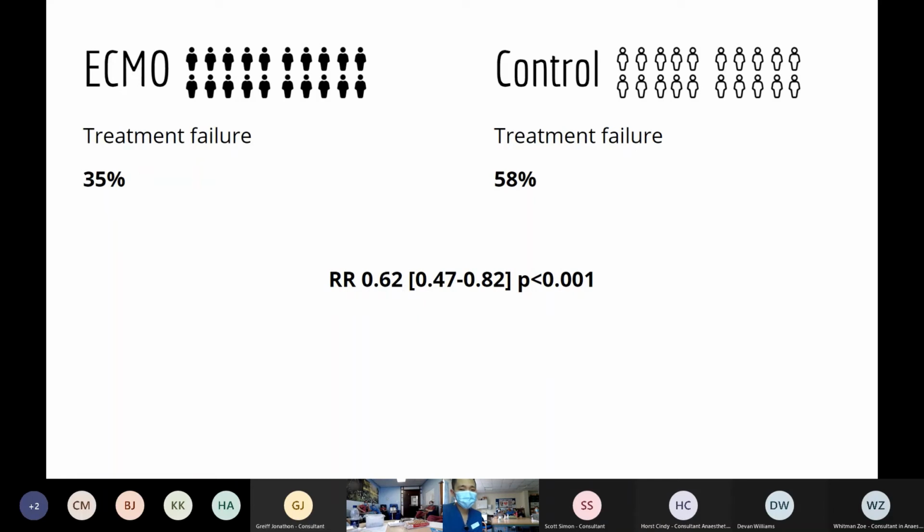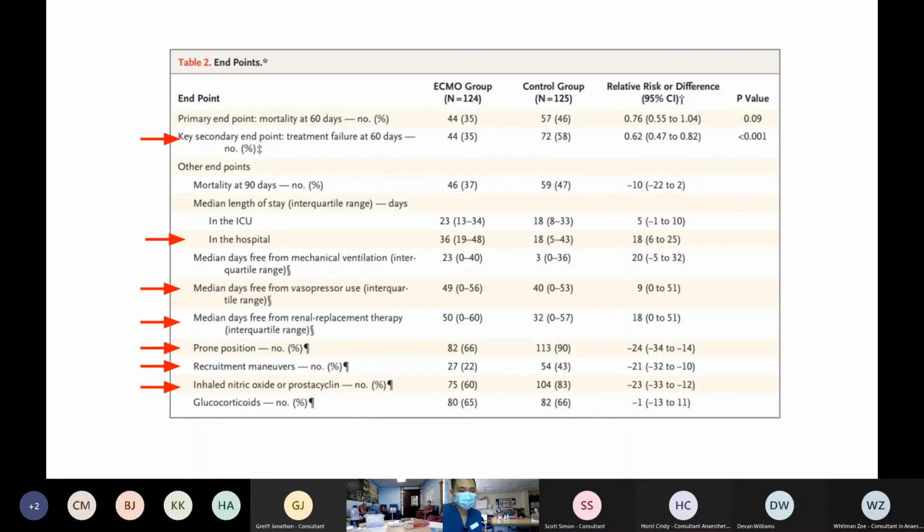But they also looked at one of the secondary outcomes, which is treatment failure. Just to remind you, treatment failure means either they die, or if you're in the control arm, you have to cross over to the ECMO group. Treatment failure in ECMO is 35%, meaning 35% died. In the control group, 58% had treatment failure. And for this, the relative risk was 0.62, and the p-value was significant. So this was determined as a statistically significant outcome.